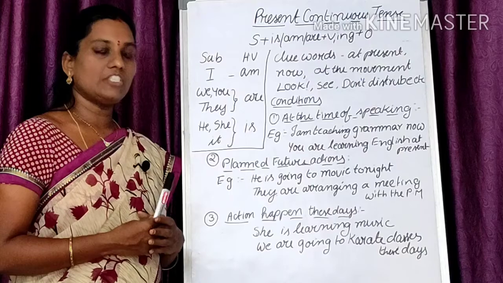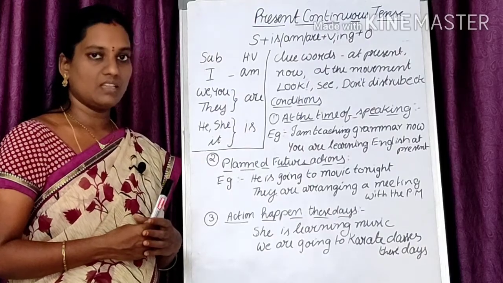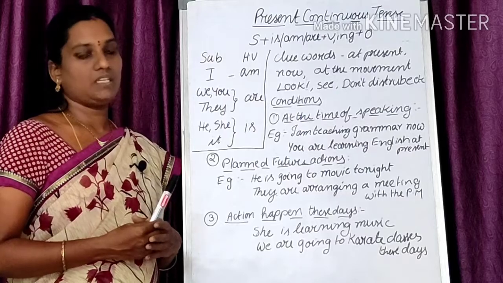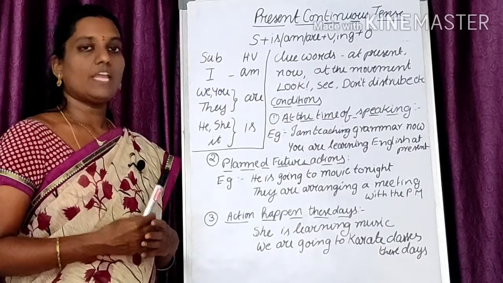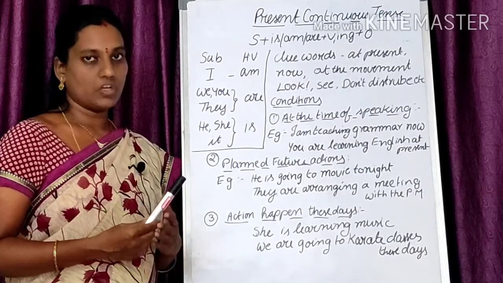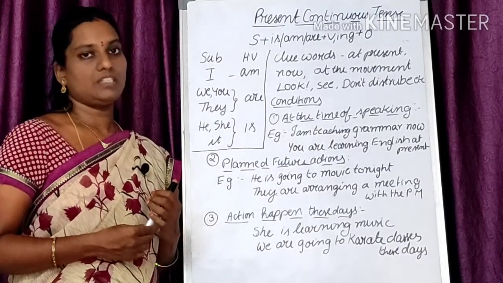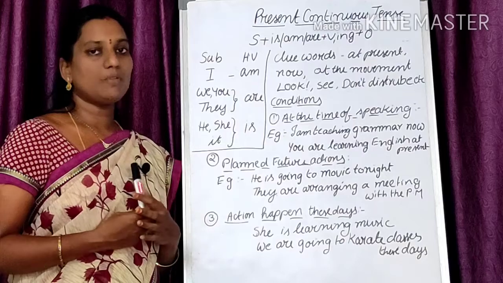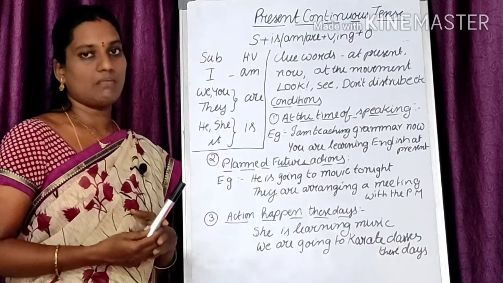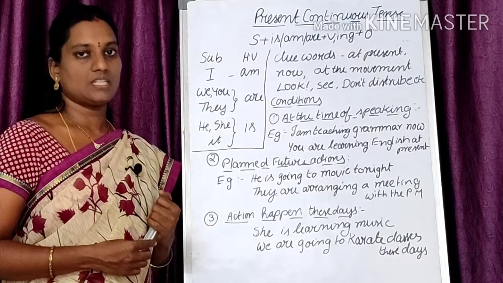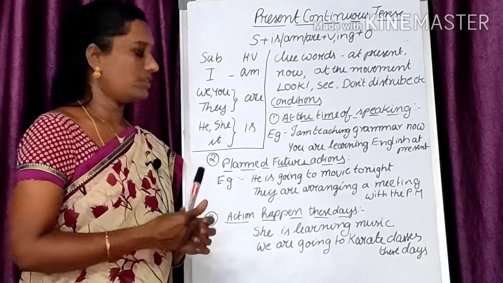The first condition of present continuous tense is the actions at the time of speaking. So if there is an action going on now, we will express that action in present continuous tense. What am I doing now? I am teaching you grammar. So I can express that sentence in present continuous tense. We will see the examples.